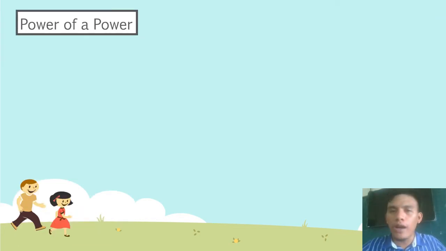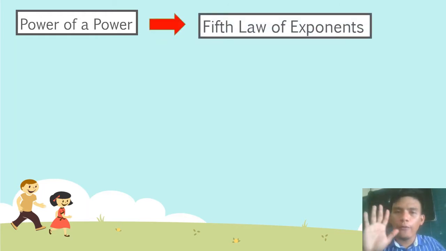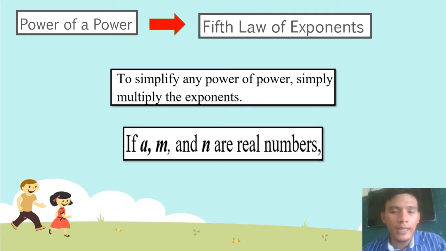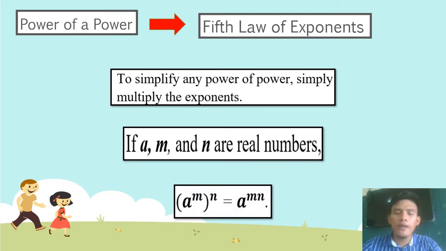Let's go on to power of a power. That will be the fifth law of exponents. The second and the fourth law will be found in the division, but we are talking first about multiplication. Power of a power: you will simplify any power of a power. Simply multiply the exponents. If a, m, and n are real numbers, quantity a raised to m, raised to n, equals a to the m times n.